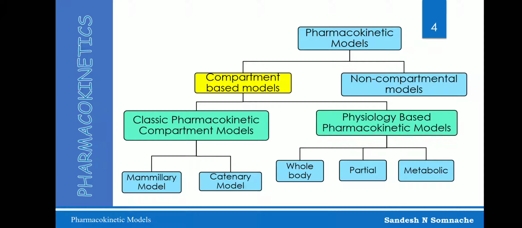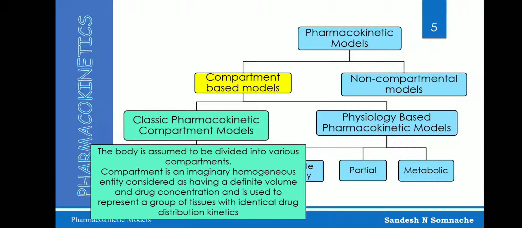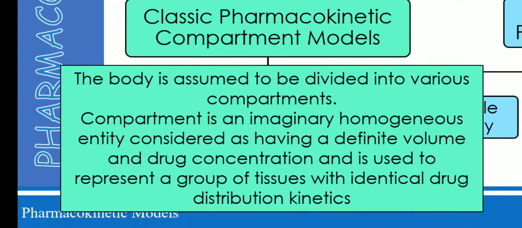In classic compartment models, we said that the body is grouped into tissues and organs having similar distribution kinetics, while in the case of physiologically based pharmacokinetic models, the body is divided according to the various organs, realistic organs. Now, in this session, we will discuss various pharmacokinetic compartment models.